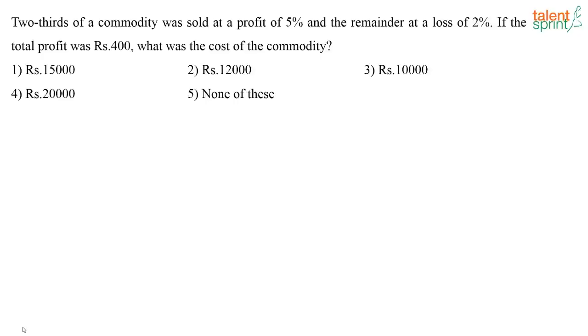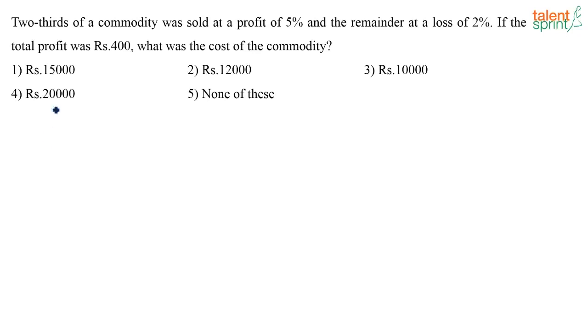Let's look at the first question for the session. So this is the first question. 2/3 of a commodity was sold at a profit of 5% and the remainder at a loss of 2%. If the total profit was rupees 400, what was the cost of the commodity? Solve this and give me the answer.